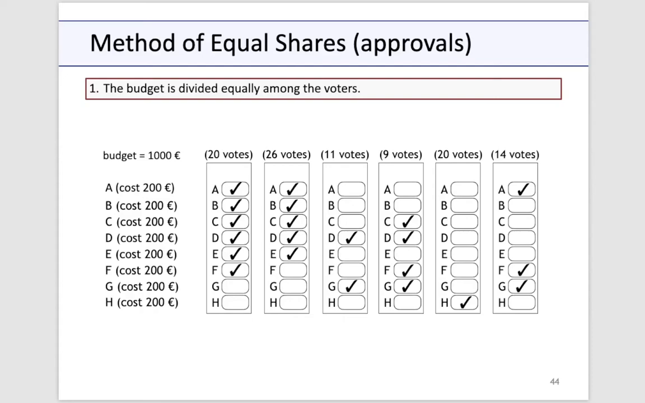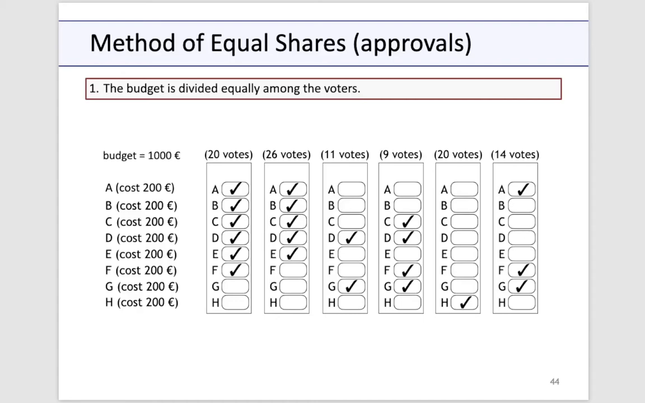In this example we have 8 projects, A, B, C, D, E, F, G, H. Each of these projects costs 200 euros. The available budget is 1000 euros, which means that we can afford to select 5 out of these 8 projects. There are 100 voters. The first 20 voters voted for projects from A to F. The next 26 voters voted for projects A, B, C, D, E. The next 11 voters voted for projects D and G, and so on.